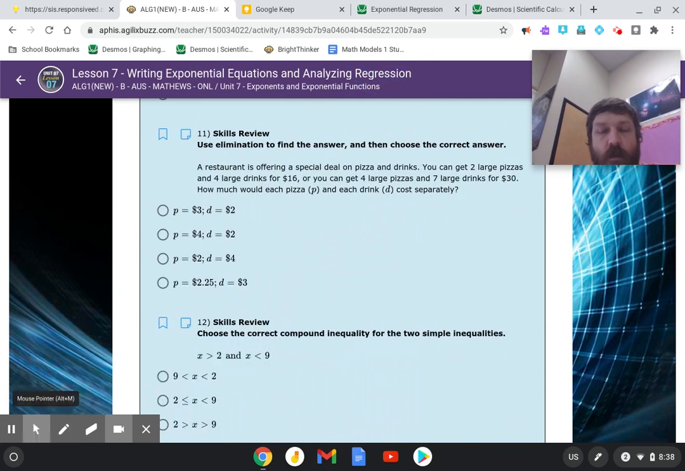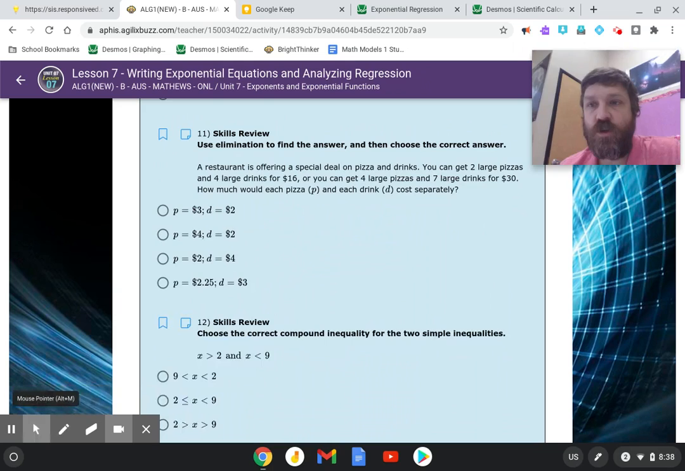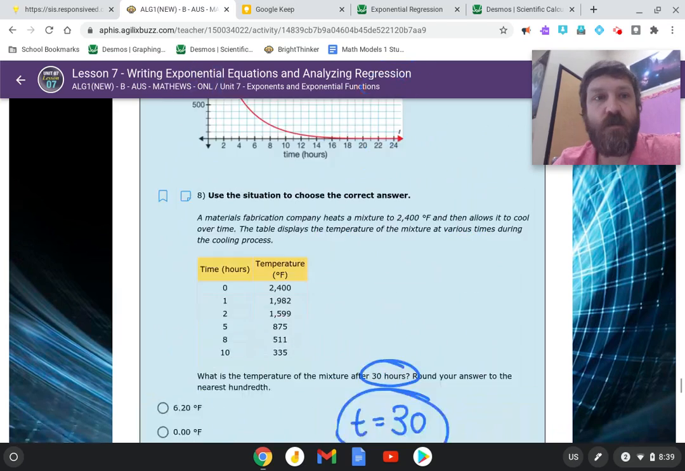And then there are review questions starting at number 11. You should be able to do those based on the material that we've already covered in class. So if you need help with those, just reach out to me. I think you should be fine on those. And that is it for lesson 7.